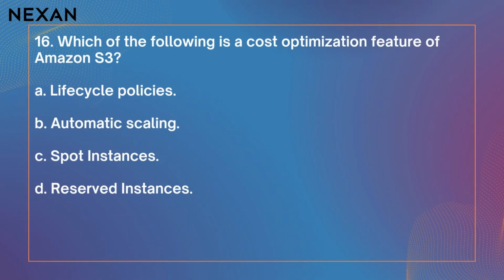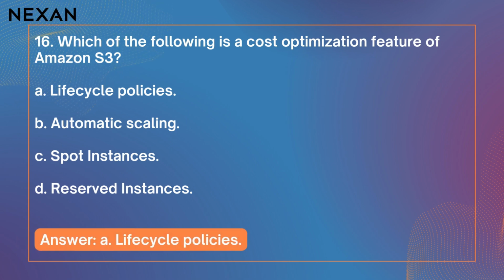16. Which of the following is a cost optimization feature of Amazon S3? A. Lifecycle policies. B. Automatic scaling. C. Spot instances. D. Reserved instances. Answer: A. Lifecycle policies.